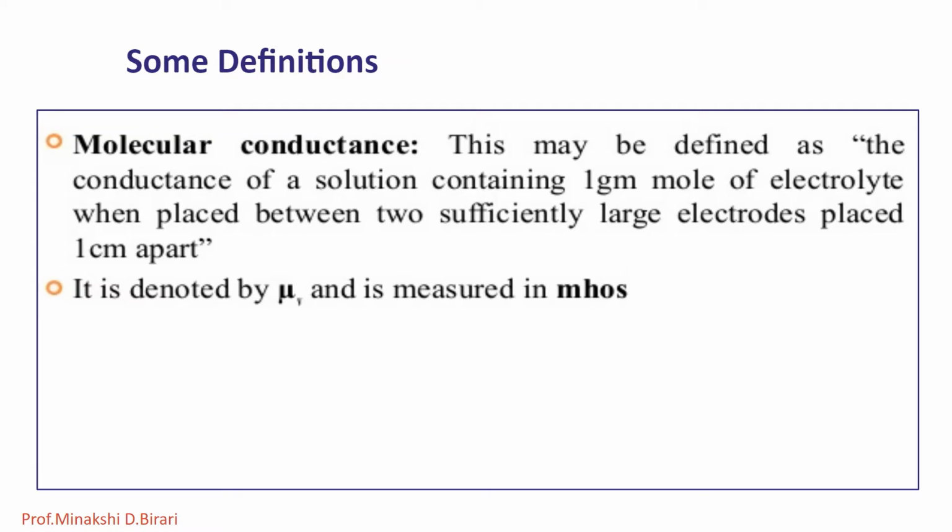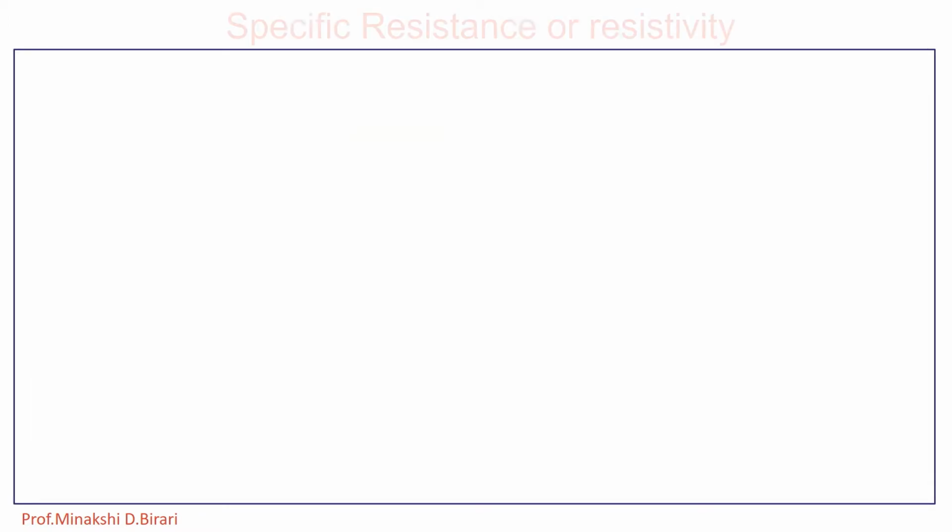So these are some definitions which are useful to study conductometry. Now let us see all these terms in detail one by one. First of all, specific resistance or resistivity.